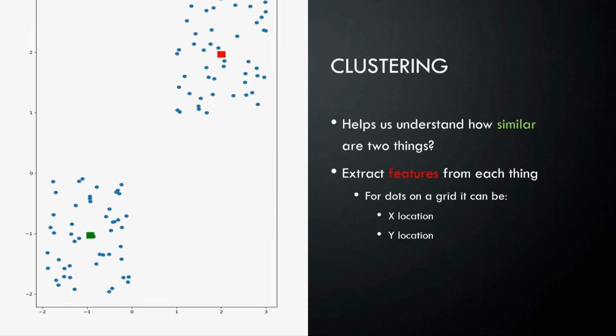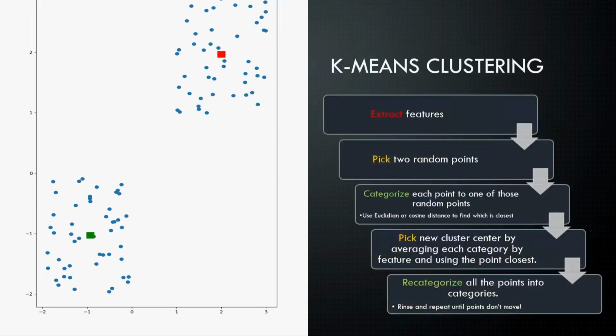And a very popular form of clustering is something called k-means clustering. You extract these features, you have these X and Y components, and you pick 2 random points, any 2. And you categorize all the points based off of that. You ask which points are closest to which point that I had just picked. And you get these 2 very distinct clusters, these groupings.